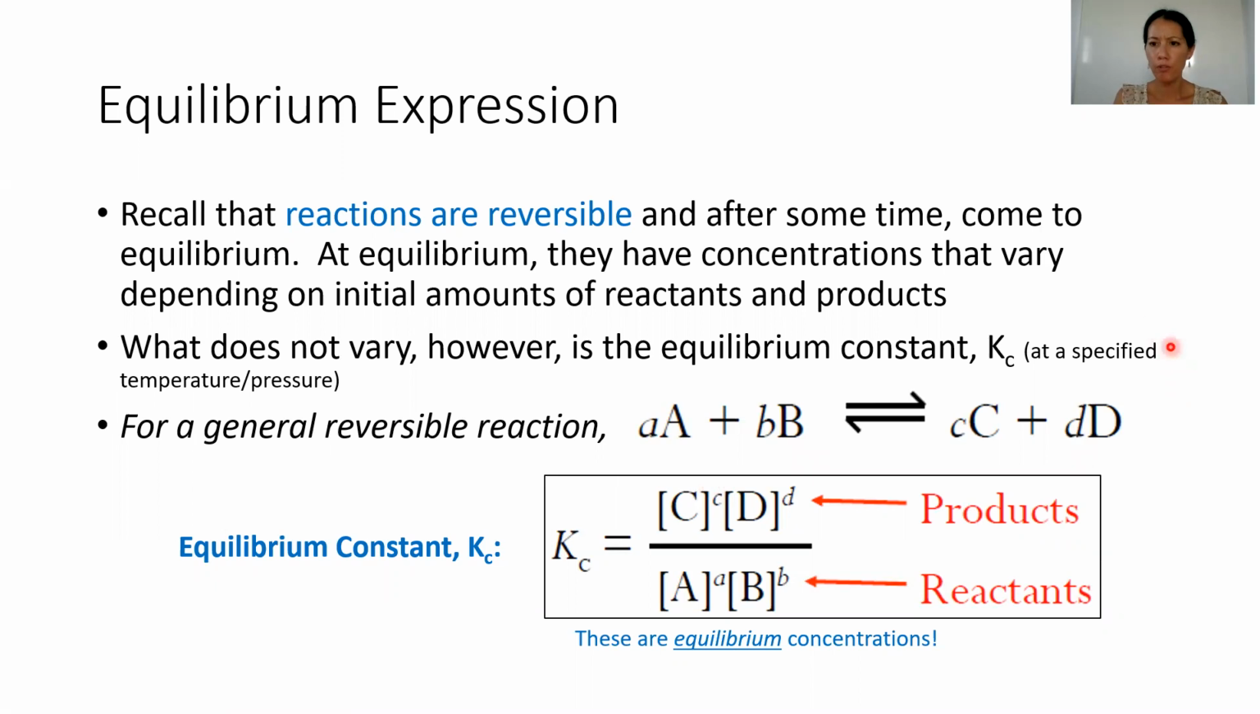So just to refresh everyone's memory, reactions are reversible and at equilibrium they may vary in the concentrations of reactants and products depending on what you start with, but what's not varied is the equilibrium constant K at a given temperature and pressure. So just remember, based on this general reversible reaction, you have products in the numerator, reactants in the denominator. When products are dominant, meaning the reaction lies more to the right, K will be very large. So we're going to look at that.